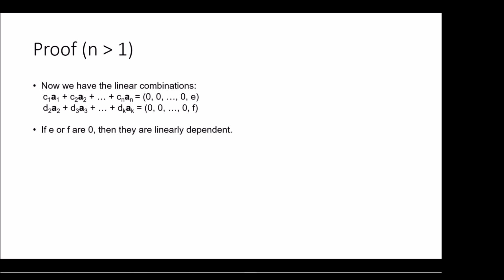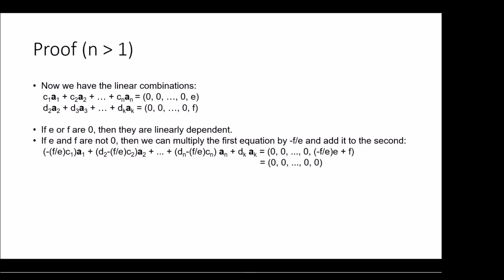We know that if these final elements e or f are 0, then we have a linear combination of all 0 vectors, and we stated on the previous slide that at least one of the coefficients is non-zero, which satisfies our definition for linear dependence.